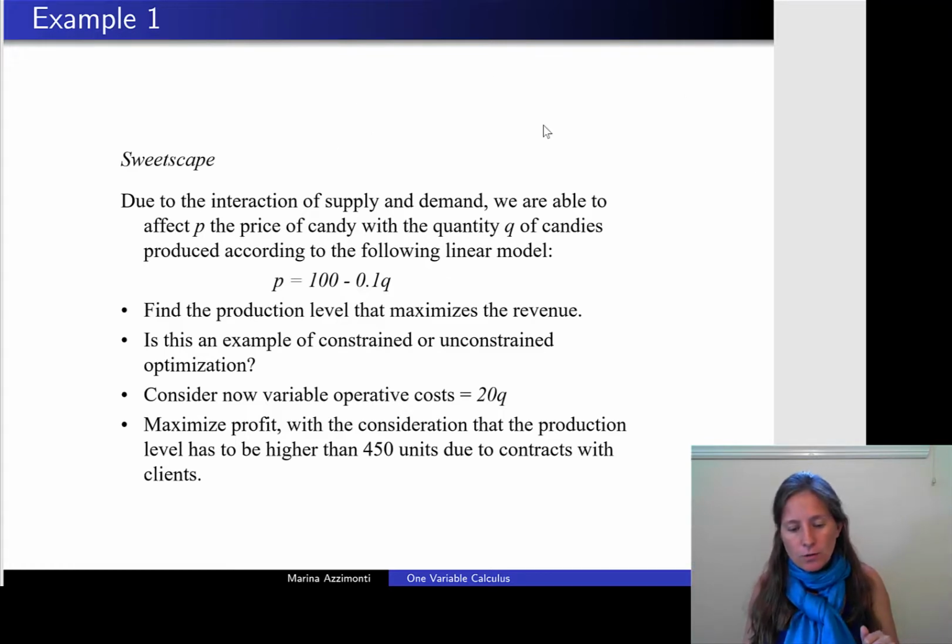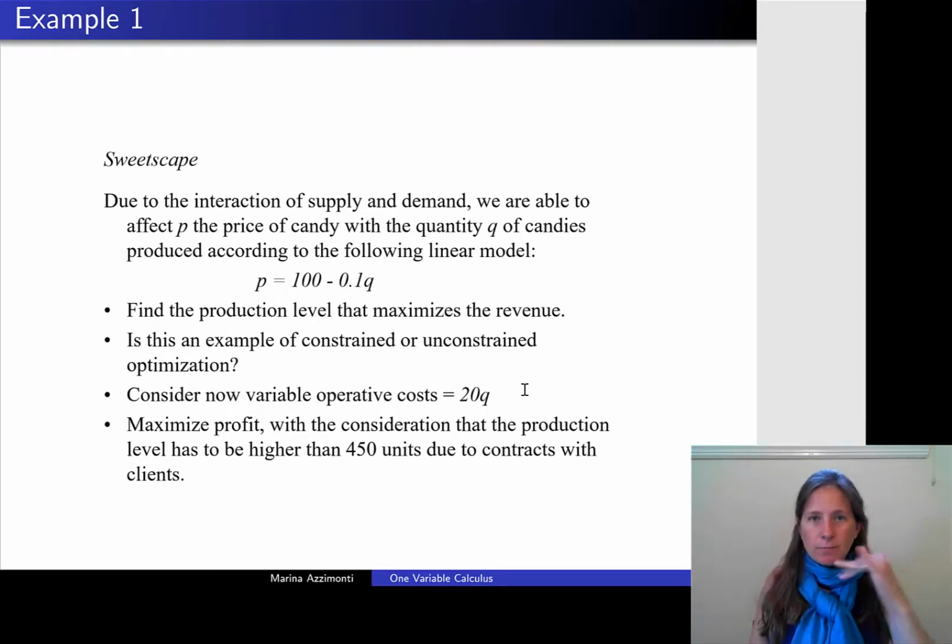Due to the interaction of supply and demand, we are able to affect P, the price of candy, with the quantity Q of candies produced according to this simple linear model. P is 100 minus 0.1 Q. What are you being asked to do? Find the production level that maximizes revenue. And then there are some other questions.